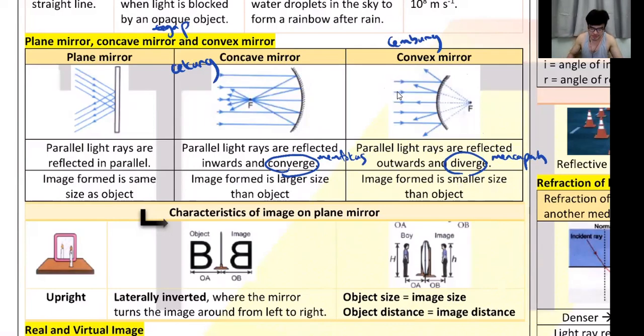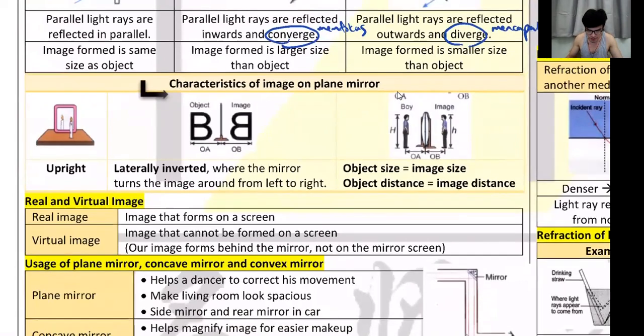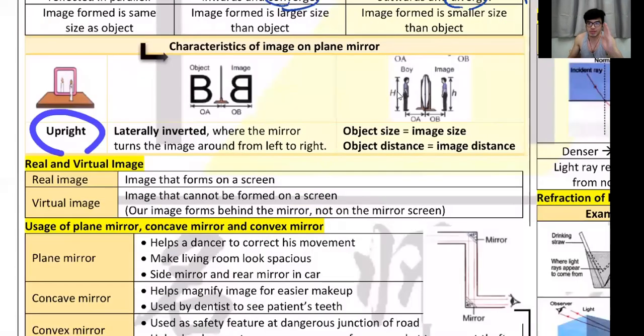That's the convex mirror. All right, so characteristics of image, you need to know what is upright, tegak, that means standing straight. Laterally inverted is songsang sisi. Inverted means terbalik, but laterally means side by side. When you look in the mirror, the wording on your t-shirt is reversed, right? So that's laterally inverted. Object size is the same as image size, and image distance is the same as object distance.